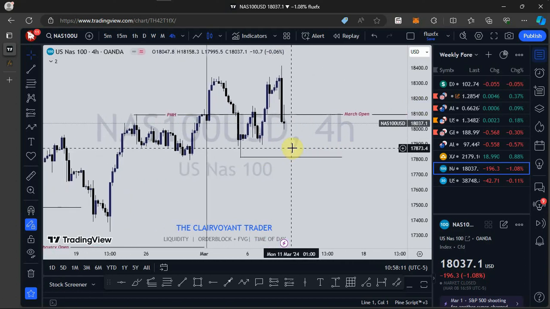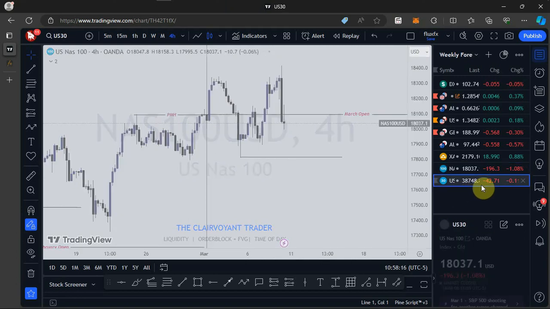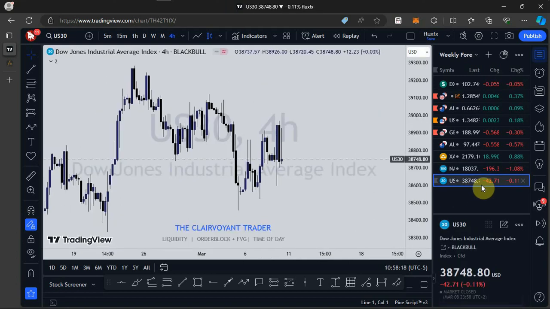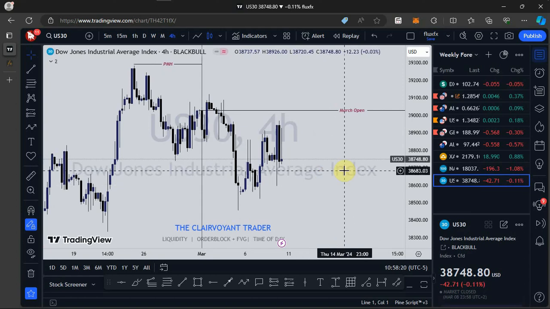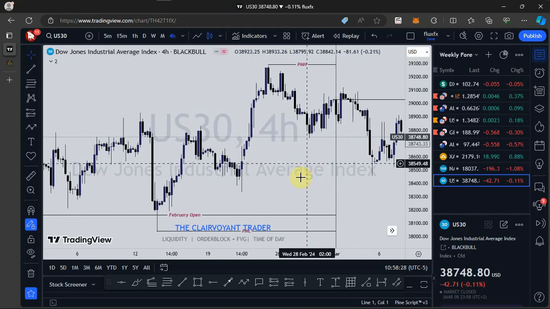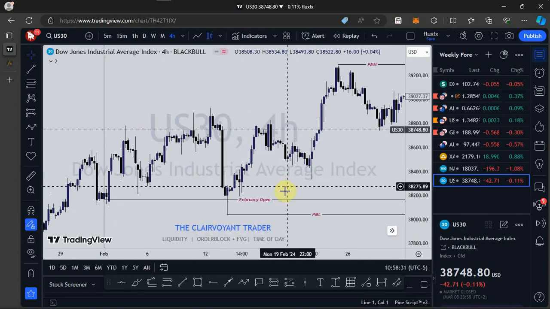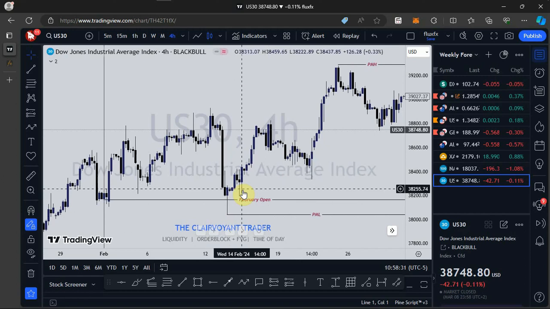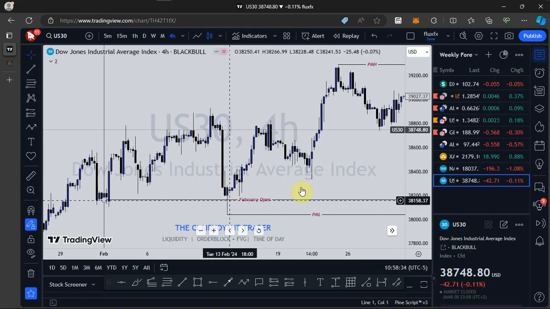I've added a new market, the US30. For some time now I was observing how US30 reacts, and upon my observation, it sometimes gives very interesting price action. Look at what happened in the month of February. Price traded just below February's opening price, then we saw a push to the upside.